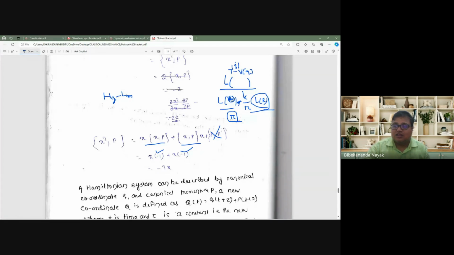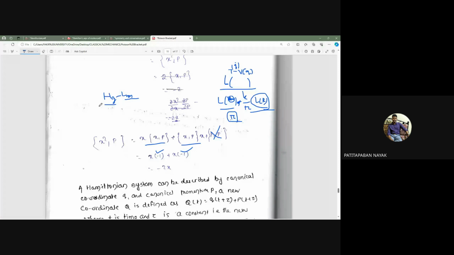Okay. A cyclic coordinate does not appear in the Lagrangian or in the Hamiltonian. So obviously, whatever coordinate appears in the Lagrangian is non-cyclic. For a non-cyclic coordinate, the Lagrangian formulation is obeyed. For a cyclic coordinate, the Hamiltonian formulation is followed.